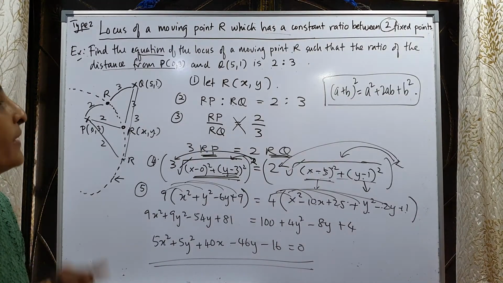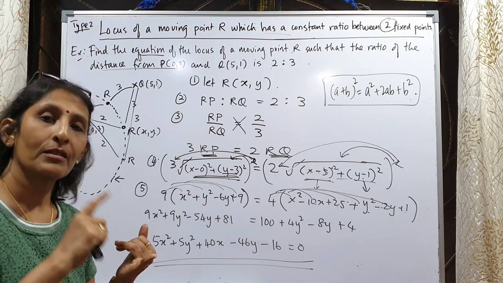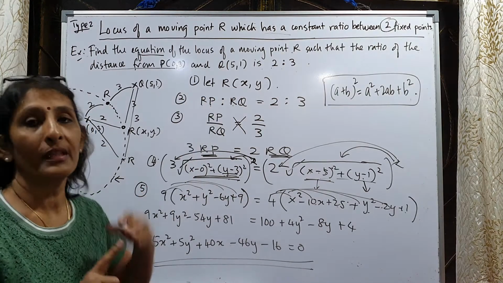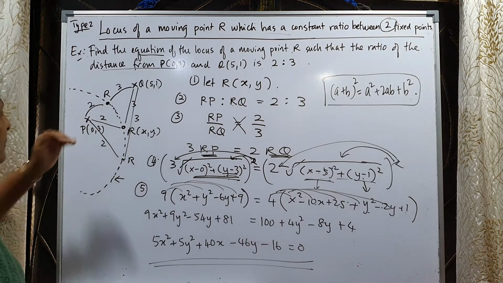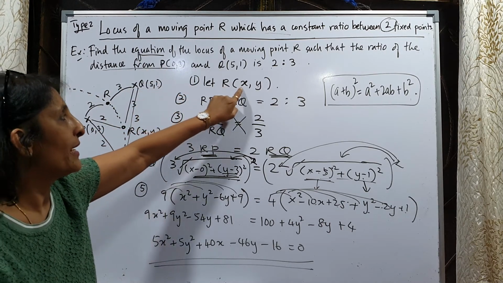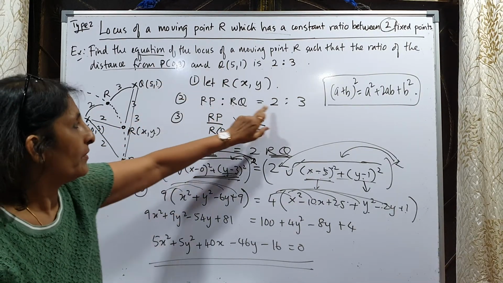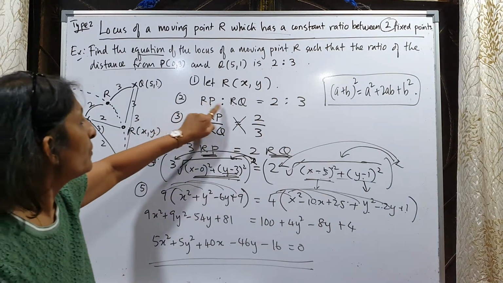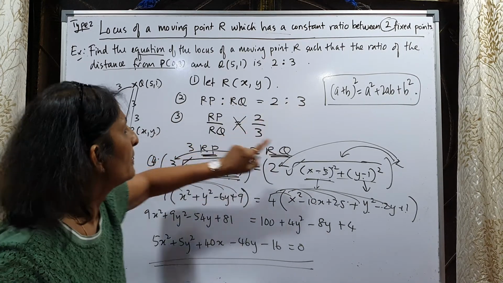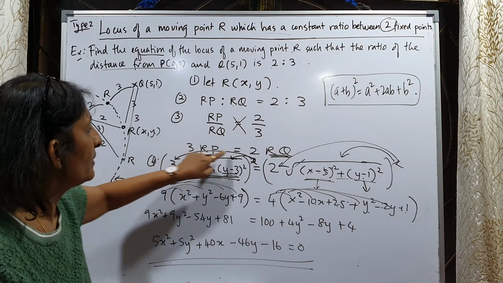I repeat, there are 2 types of locus. When you read the question, you will know whether it's from the distance from one fixed point or from 2 fixed points. If it's 2 fixed points like this, they will give you a ratio. So best is, when you read the question, step 1, let the moving point R be xy. Step 2, you write down the ratio as given in the question. Step 3, change ratio to fraction, RP over RQ equals 2 over 3.